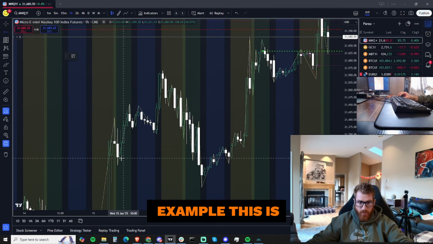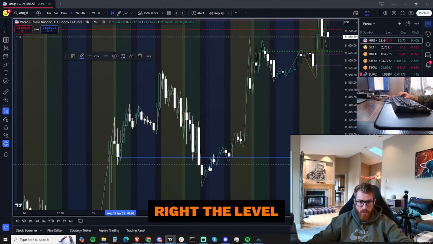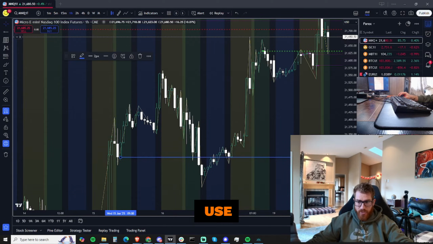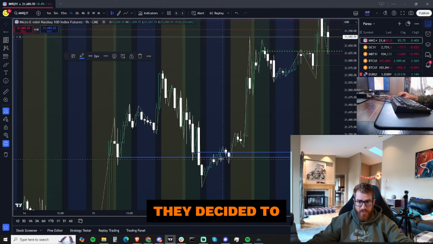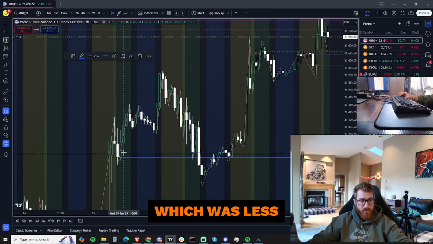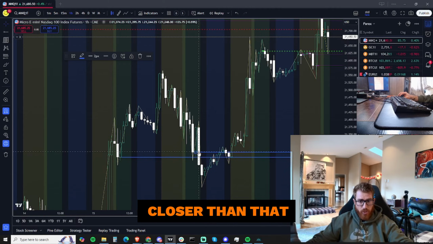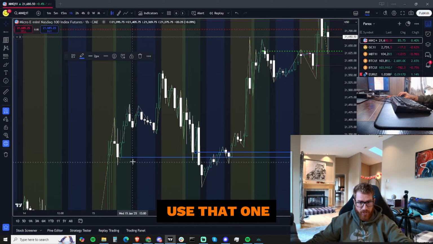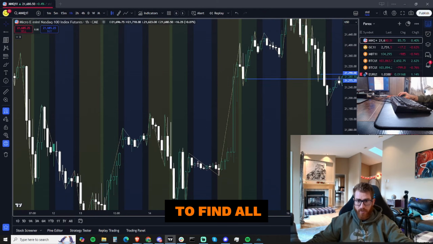Here is another example. This is a pass-through level, right? The level that they didn't use, they did not use this one because it was too far. They decided to take an earlier level, which was less significant, but it was closer than that actual level here. So they actually use that one instead. So these you're going to be able to find all the time.